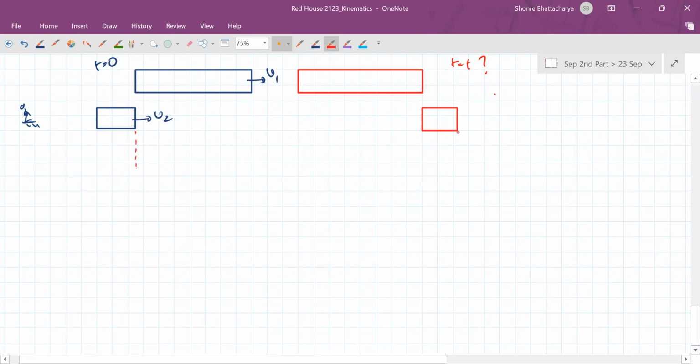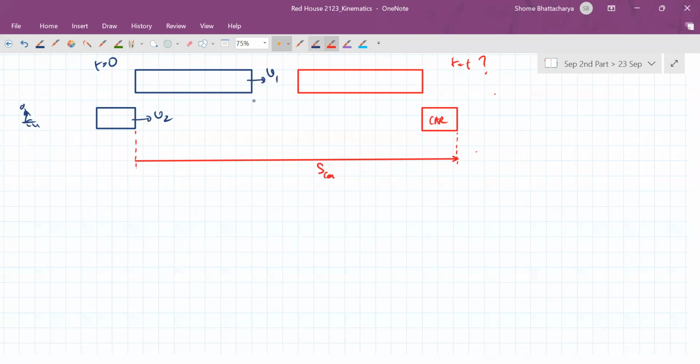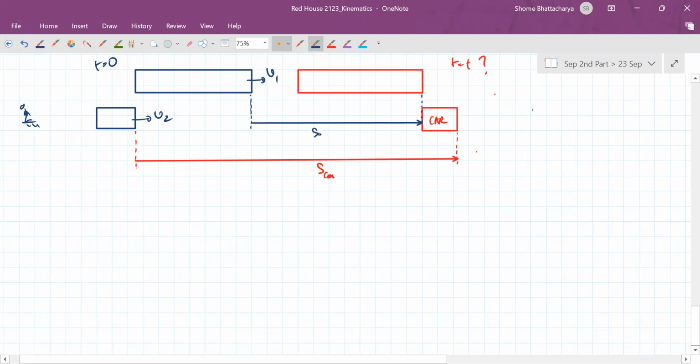this position here to this position here, this is the displacement of the car. Whereas this position here to this position here, you can see that this is the displacement of the truck during that time. Okay, so that's one way to understand it.